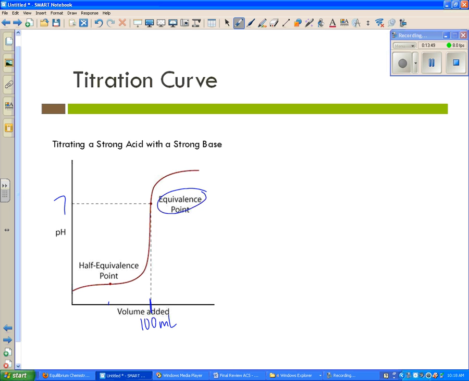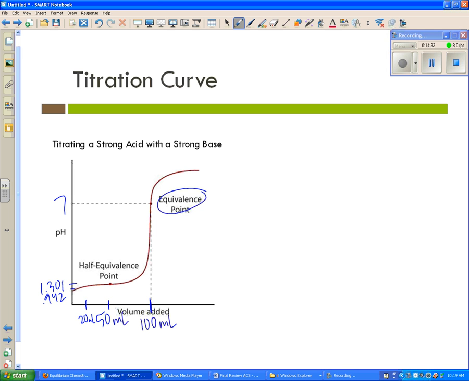What was the halfway point? How many milliliters was the halfway point? 50. I think somebody said that, I just couldn't quite hear. And what was the pH at that point? 1.301. And we also calculated, I think, at 20 milliliters. And what was the pH at that point? 0.942.